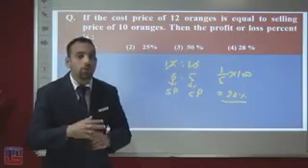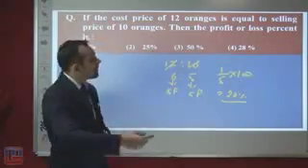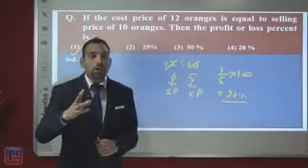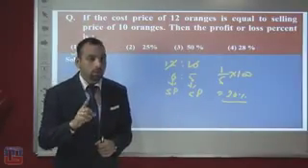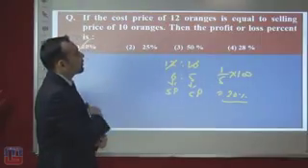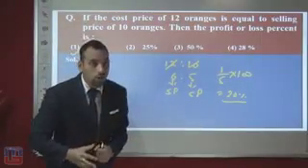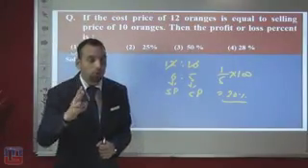How will you solve without using pen and paper? Now see, if the cost price of 12 oranges is equal to the selling price of 10 oranges, remember one thing: that means you have the profit of 2 oranges.